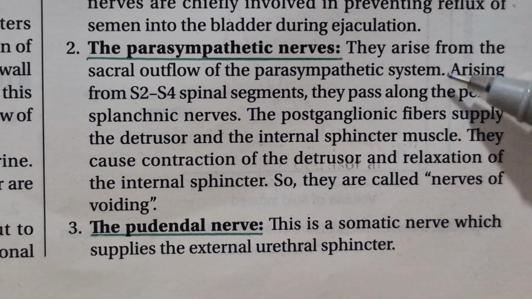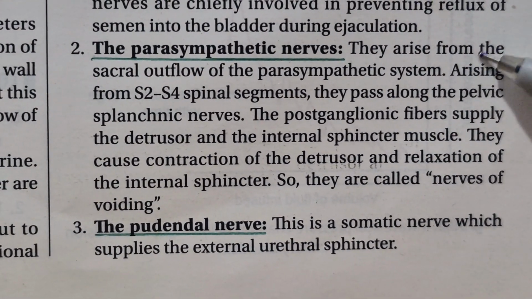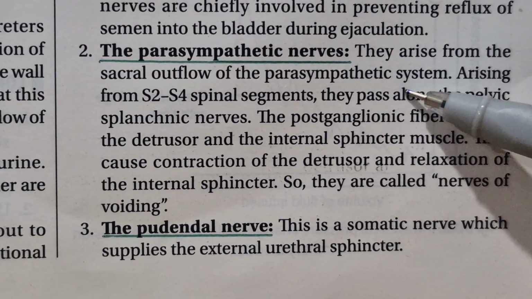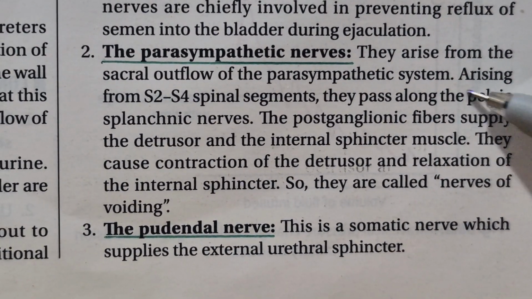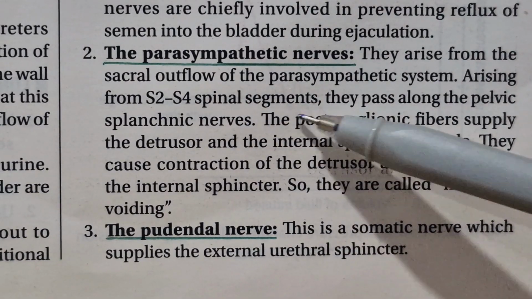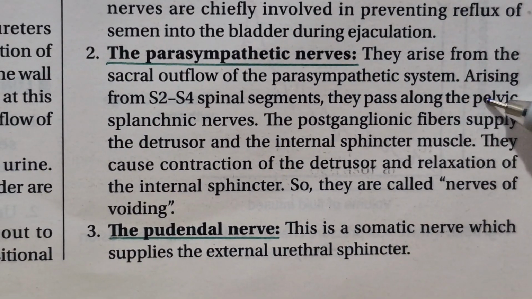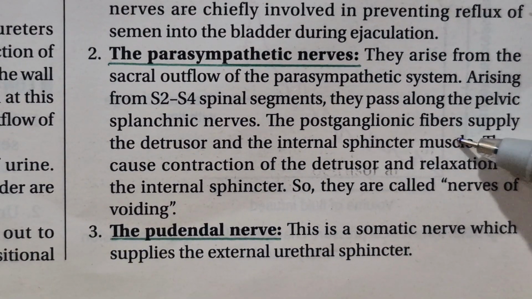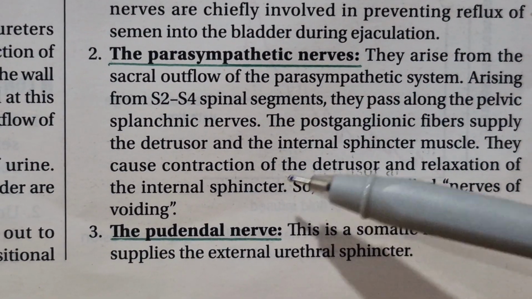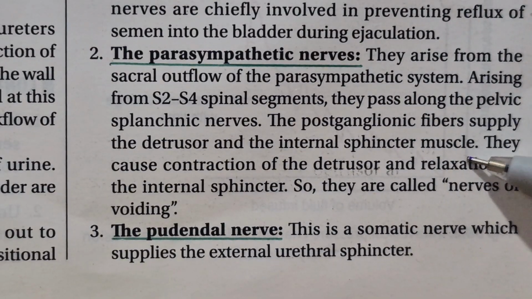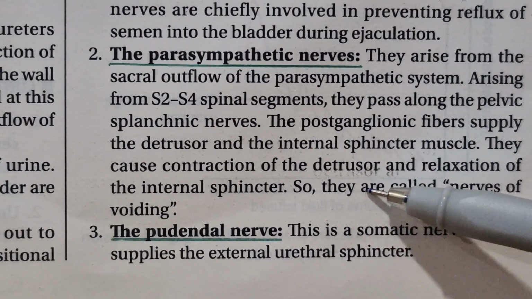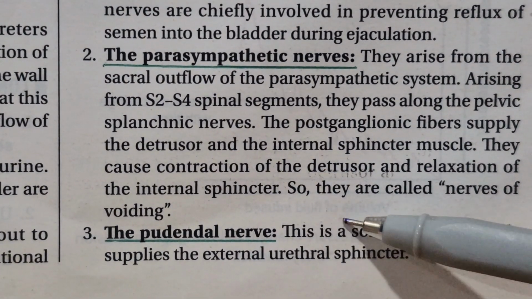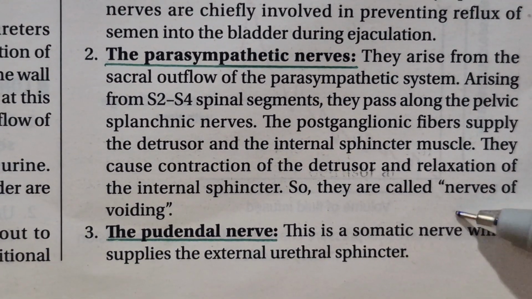The second one is the parasympathetic nerves. They arise from the sacral outflow of the parasympathetic system. Arising from S2 to S4 spinal segments, they pass along the pelvic splanchnic nerves. The postganglionic fibers supply the detrusor and the internal sphincter muscles. They cause contraction of the detrusor and relaxation of the internal sphincter. So, they are called nerves of voiding.